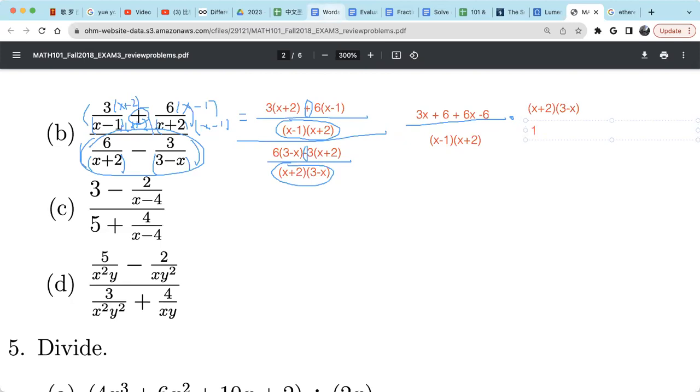18, because 3 times 6 is 18, minus 6x, minus 3x, minus 6, in the numerator now. Well, multiplication, which is a multiply across, we need to simplify this term as a factor. So let's simplify. 3x plus 6x, that's 9x. Positive 6 minus 6, that's 0.